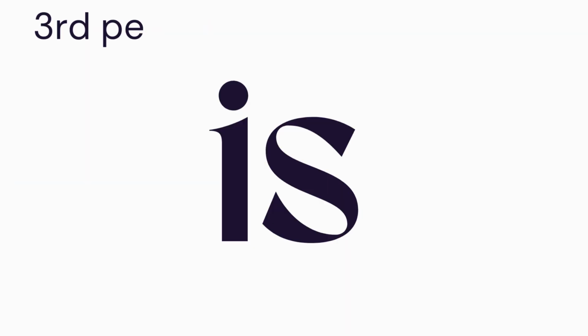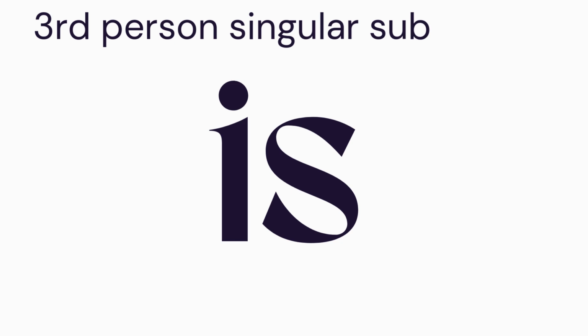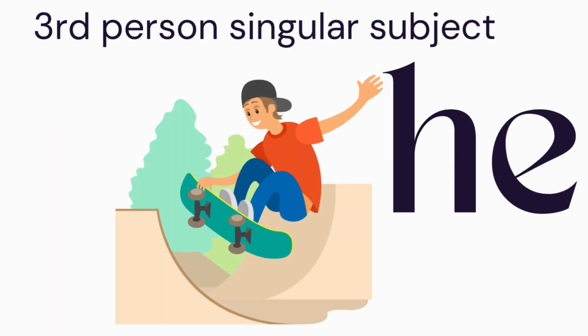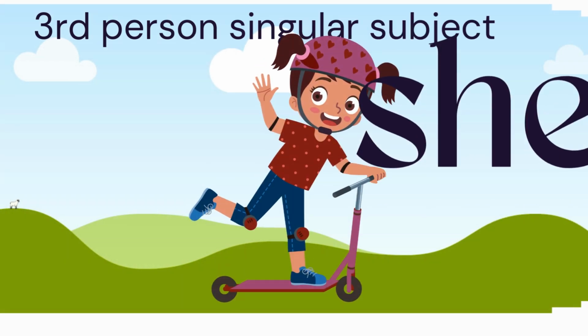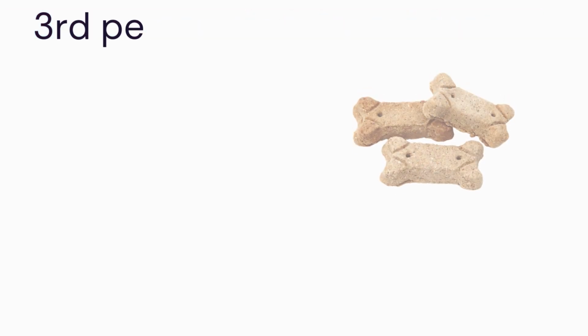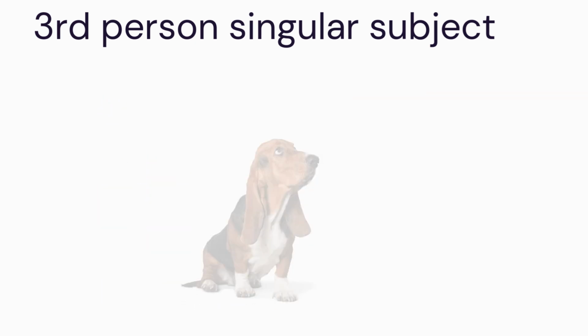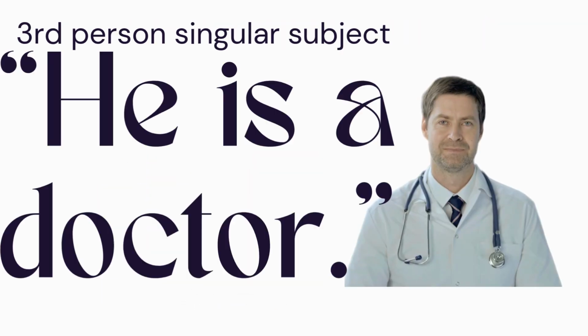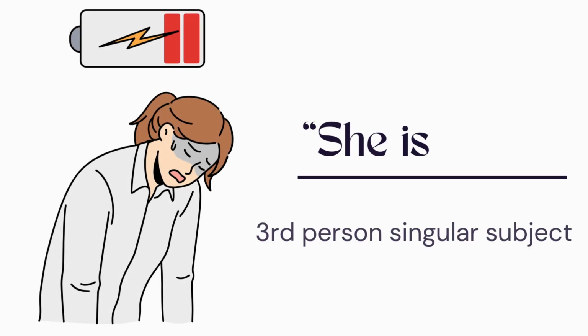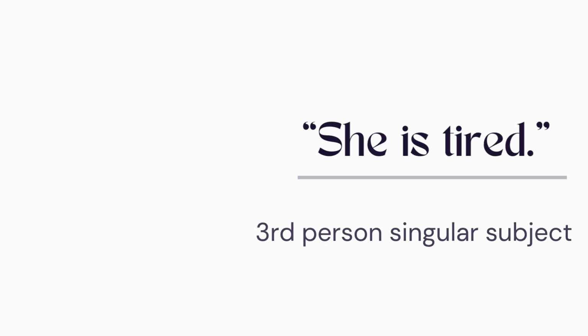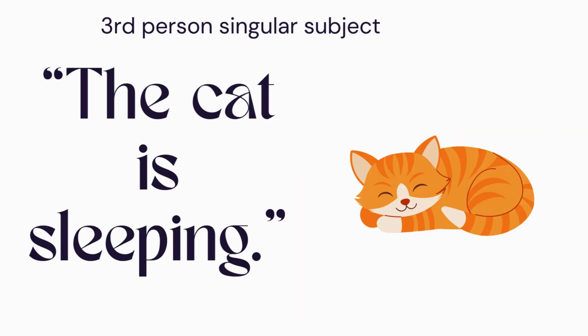Then is is used with a third person singular subject: he, she, it, or a singular noun. For example, he is a doctor. She is tired. The cat is sleeping. It is cold today.